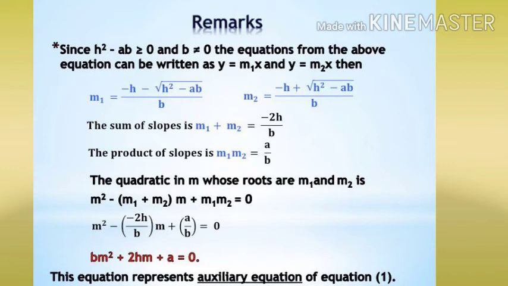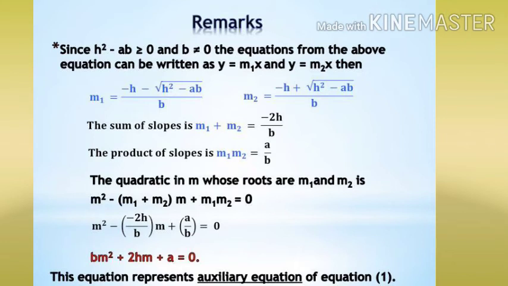This you can try at home. You can see, multiplying these two slopes you will get a upon b. Now we have studied that the quadratic equation in m whose roots are m1 and m2 is given by m square minus (m1 plus m2) into m plus m1 into m2 is equal to 0. So this is a quadratic equation in m whose roots are m1 and m2. So substituting the values of the sum of the slopes and product of the slopes, the equation becomes bm square plus 2hm plus a is equal to 0.